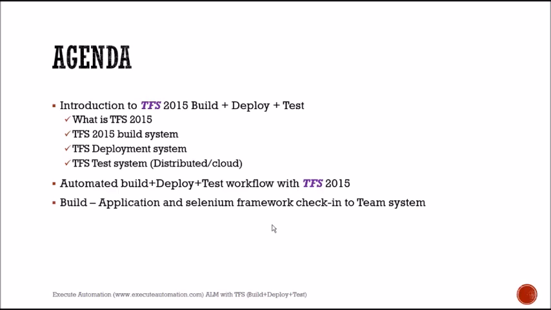And we'll also talk about building our application and testing our application using the Selenium framework with the team system. We'll actually do that with our existing application, which is nothing but our employee app, and also test the application using our existing automation testing framework, which we developed, which is nothing but our EA test framework. So we'll be using that, and we'll be checking into the team system, and that is the build process. So we'll be doing that.